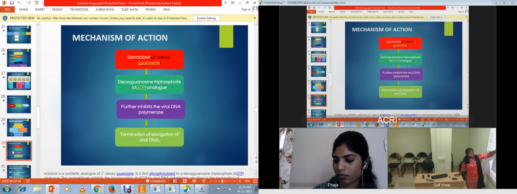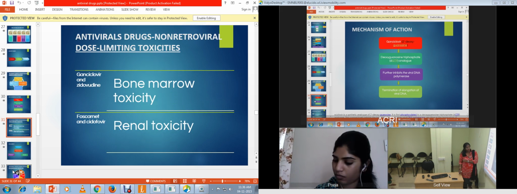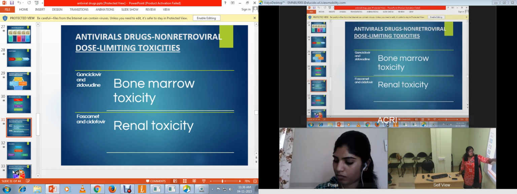Ganciclovir acts by being converted into deoxyguanosine triphosphate. Here also there is phosphorylation, yes or no? The triphosphate inhibits viral DNA, thereby terminating elongation of the viral DNA. As a whole, in all these mechanisms of action, it stops the elongation of DNA and thereby terminates the viral DNA.